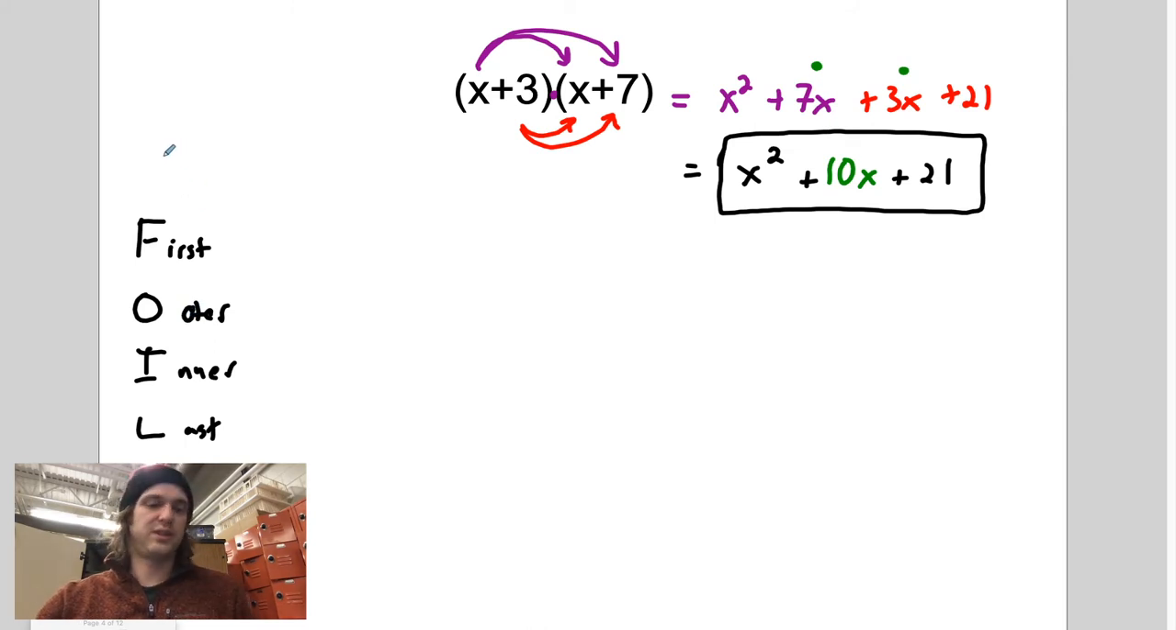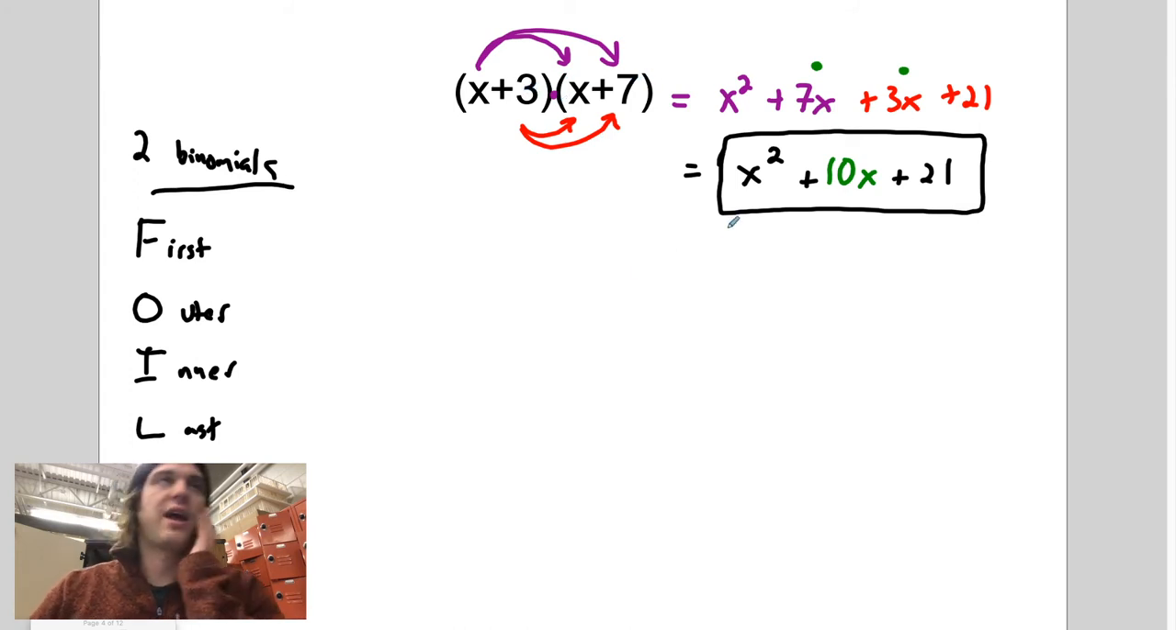Some textbooks still teach first, outer, inner, last. This only works when you are multiplying two binomials. This is specific to two binomials, and I don't like rules. So first being the first thing in each group, outer being the x and the 7, inner being the 3 and the x, last being the 3 and the 7. I don't like this rule very much because it only works for situations like this, and it fails to work if one of them is a trinomial.